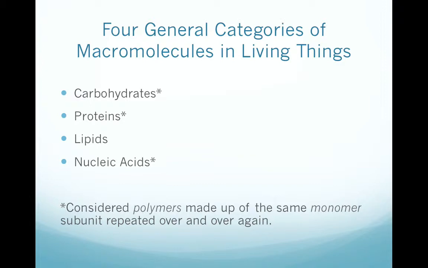Carbohydrates, proteins, and nucleic acids are all considered polymers because they are made up of the same monomer subunit that's repeated over and over again. Lipids do not have a single monomer unit that repeats, so they're not technically considered polymers.